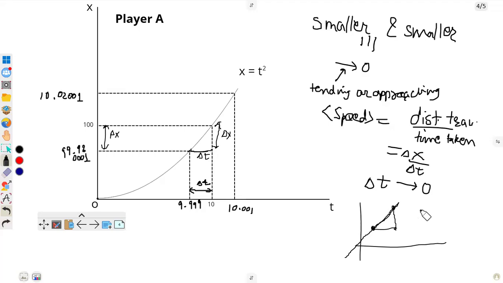What we do is y2 minus y1 upon x2 minus x1. But why do we do this? Because it's the definition of slope. So what we did here, delta x by delta t, was actually the slope of these 2 points. This was actually the slope between these 2 points.